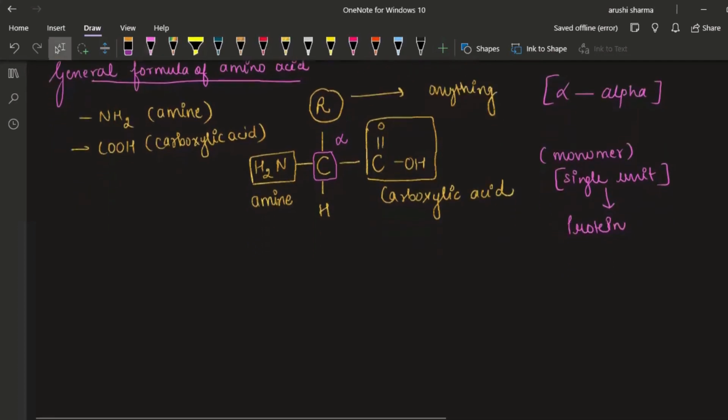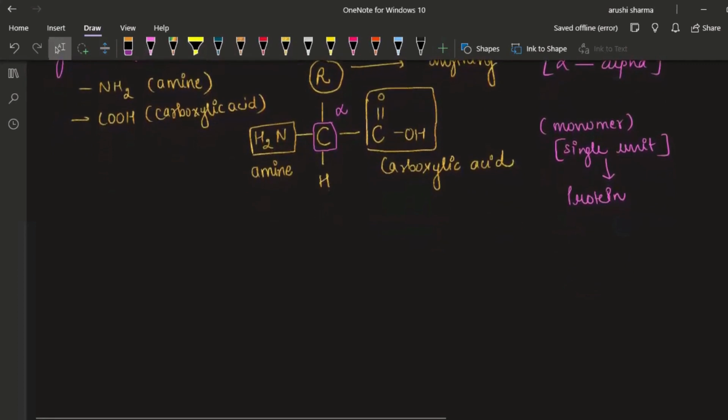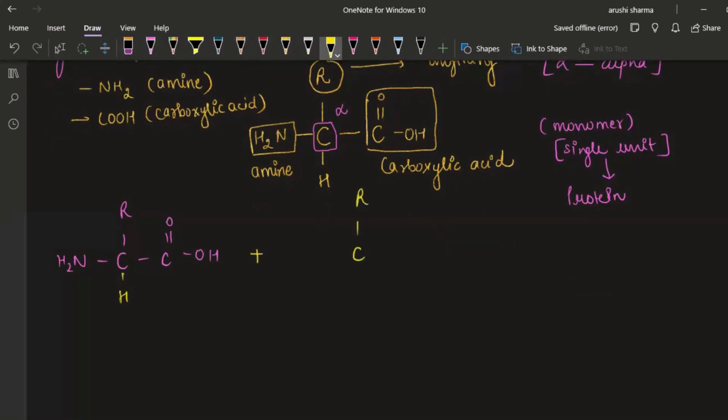That I'll teach you first of all with the help of 2 units only. I'll take 2 units together. So R, C double bond O, H, NH2 here, and here another H. Now again I'm putting one more in the same format.